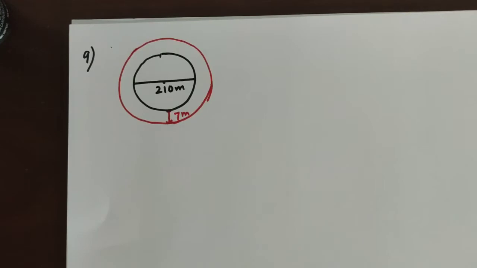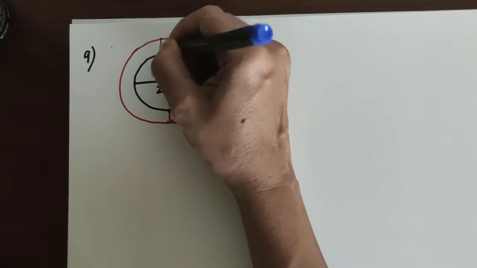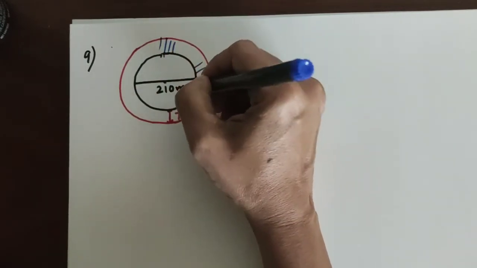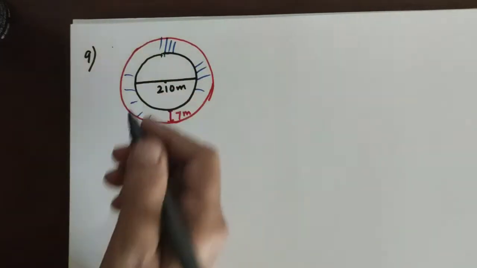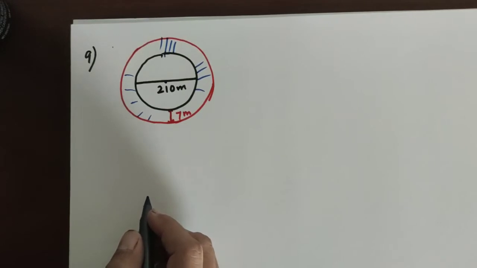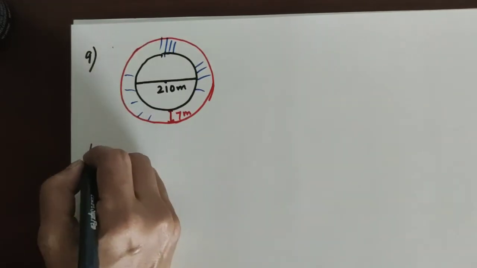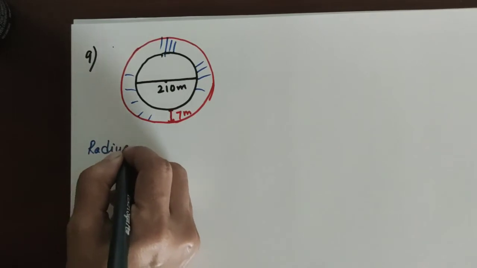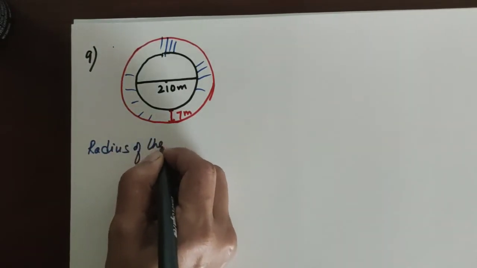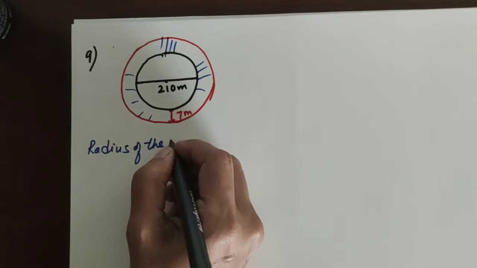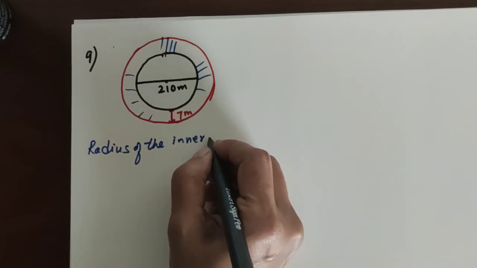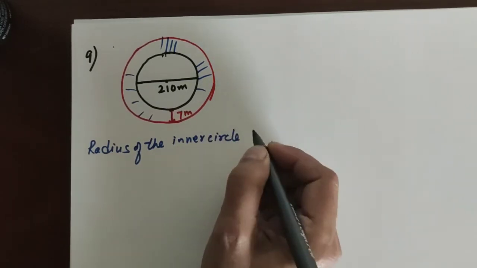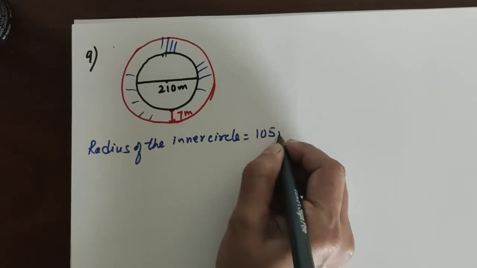Find the area of the path. We have to find the area of the path. It means you have to find the shaded portion. So very simple, we have done this kind of sum. The diameter of the inner circle is 210. It means the radius of the inner circle is 105 meter.